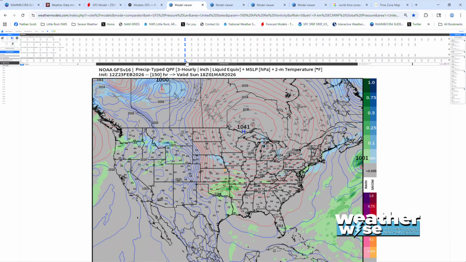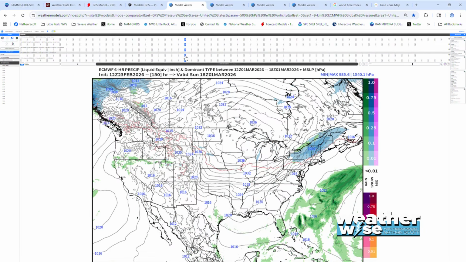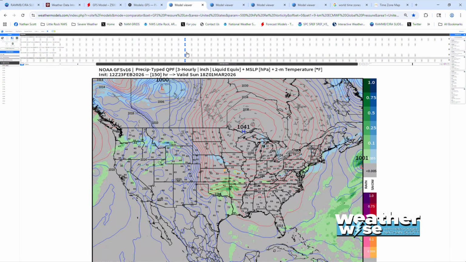So let's go to Sunday. So this Sunday, March 1st, this is the GFS. This is the surface chart. So we're looking at high pressure over Minnesota, Wisconsin, and then we have rain developing over Oklahoma and Arkansas. Look at the European. It's totally different. So European says it's not going to rain on Sunday, but the GFS says it is going to rain.